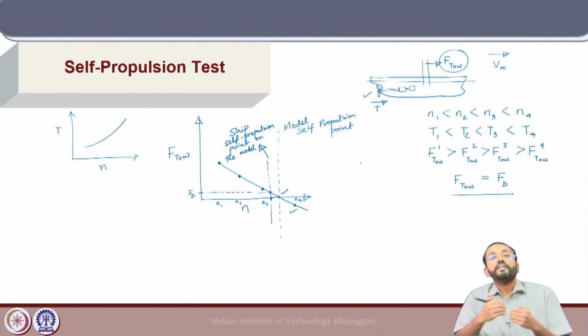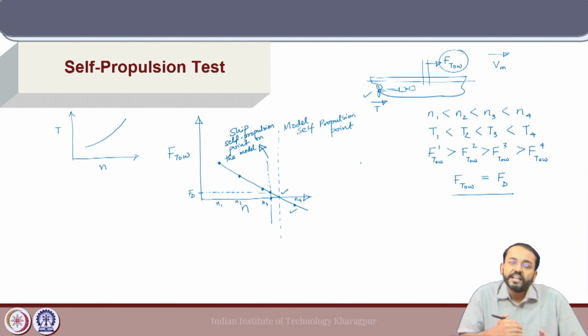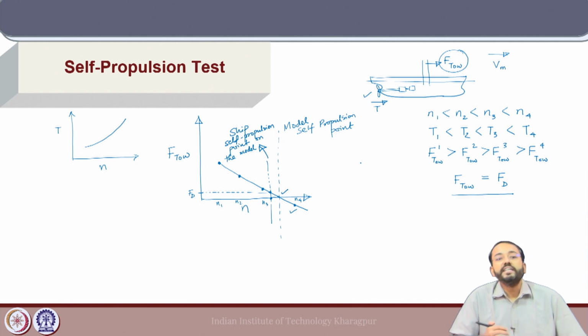Now, the points are taken in such a way that the self-propulsion point can be obtained using interpolation. This is how the self-propulsion point is defined with respect to the thrust and the tow force, which is used for the calculation of propulsion factors from the model test.